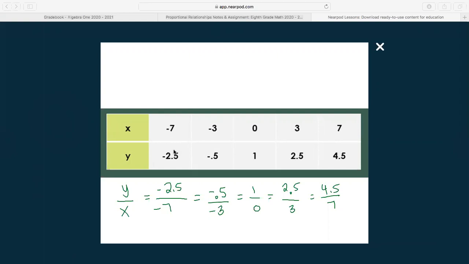So I think pretty quickly you can figure out if it's proportional or not. So when I set up my proportion, negative 2.5 over negative 7 is like 0.357 something. Negative 0.5 over negative 3 is 0.167. So automatically, I already know none of these ratios are going to be equal. Therefore, this one is not proportional. I didn't even have to do the whole table because I see the ratio between the first two were not the same. Therefore, it's not proportional.